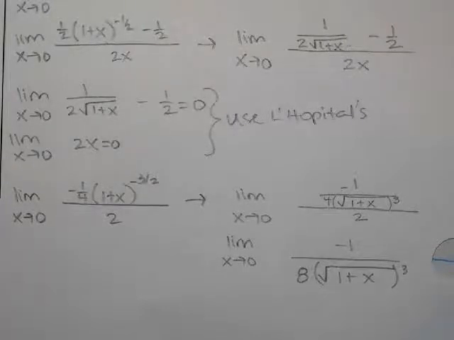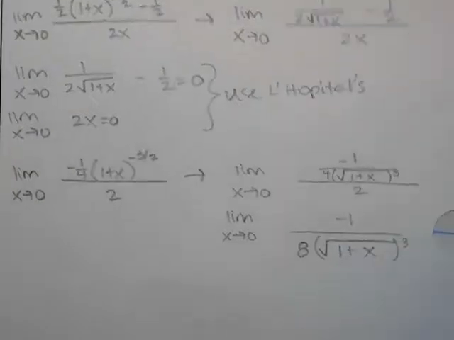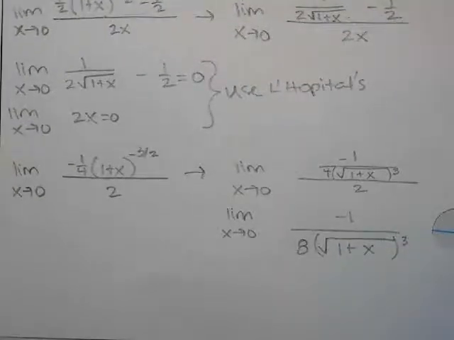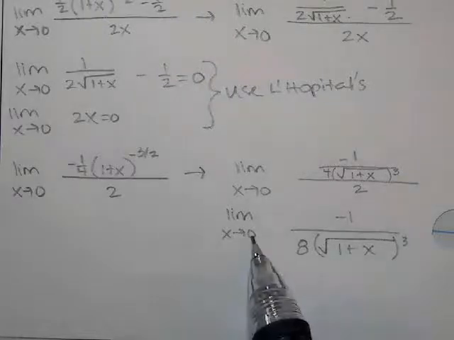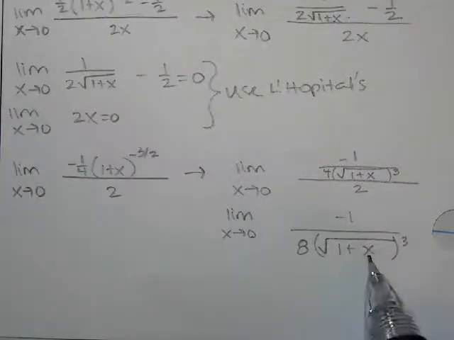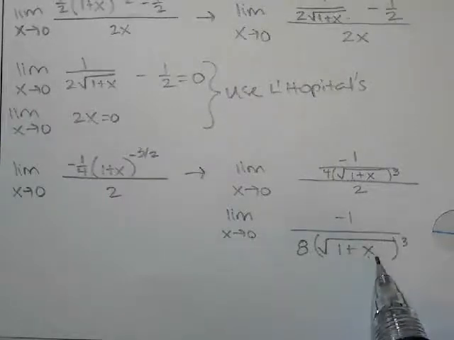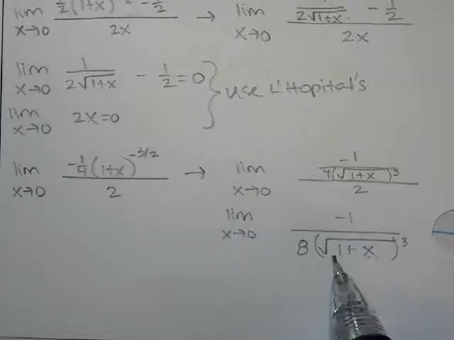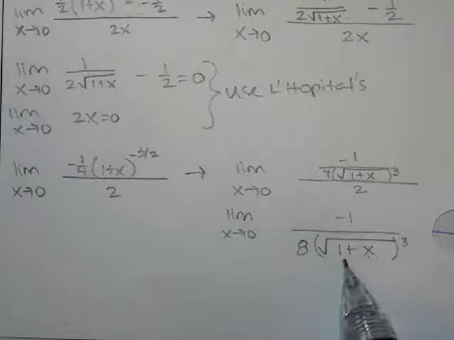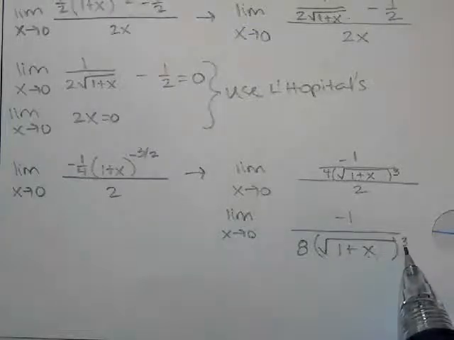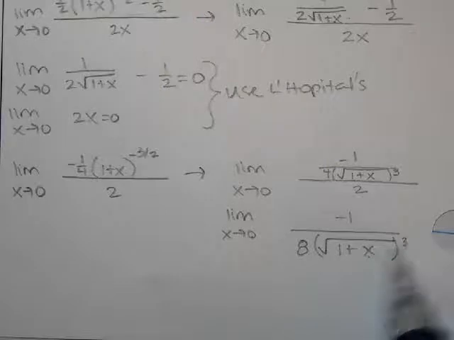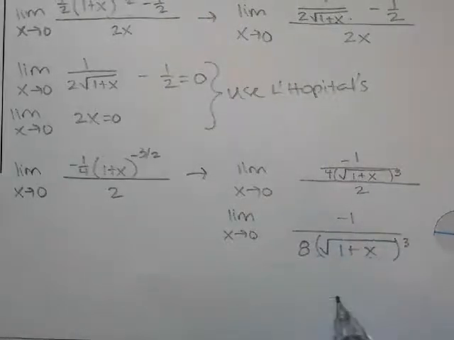All right, so now when I plug the 0 in, I get the square root of 1 plus 0, which is 1. Okay, so the square root of 1 is 1. I get 1 cubed, which is 1. Okay, so I get 1 times 8, which is 8. So I got negative 1 over 8. So thank goodness I didn't say it was 0 over 0, because it's not. It's negative 1/8.